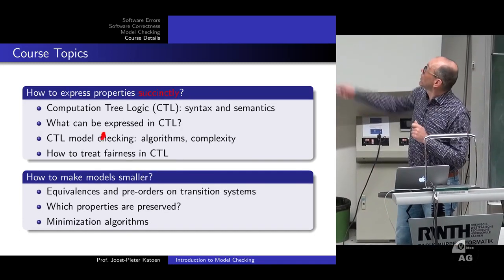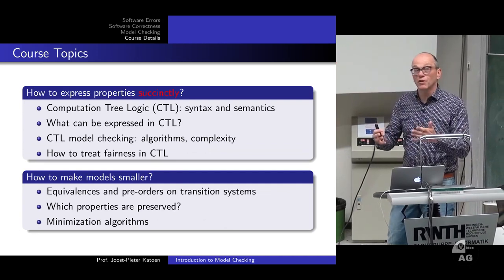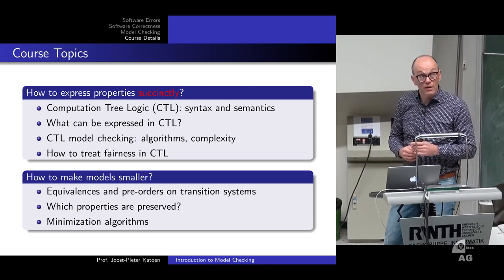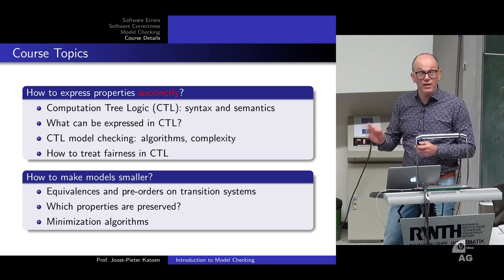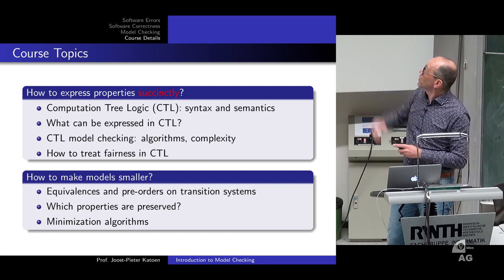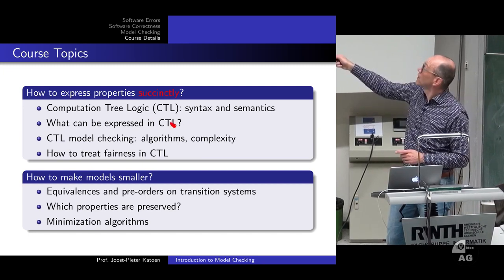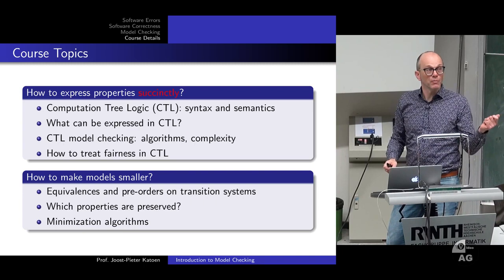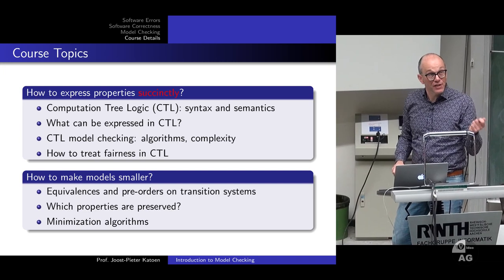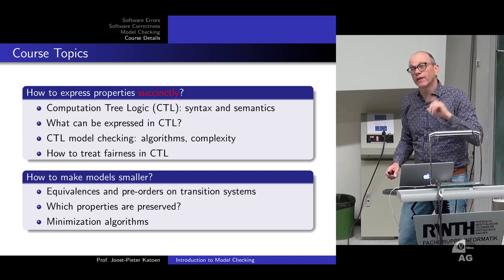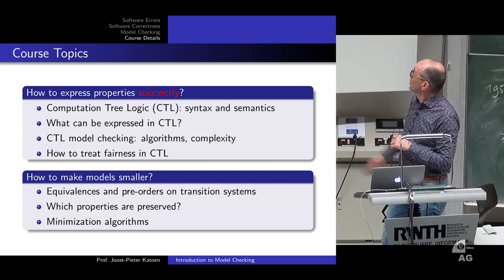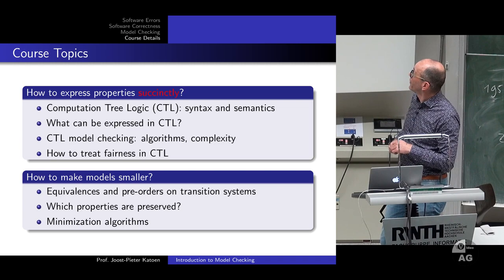Then we're going to have another logic where you interpret formulas not on sequences but on infinite trees. And I'm going to use computation tree logic. This is the logic that Clarke and Emerson originally proposed in 1981. Syntax and semantics, what can you express? In particular, we're going to see that the expressive power of this logic is incomparable to LTL, which means certain properties you can express in CTL but not in LTL and vice versa, and they have a common fragment, and there's also something nice that you can say about this common fragment. We're going to show algorithms, complexity, fairness.